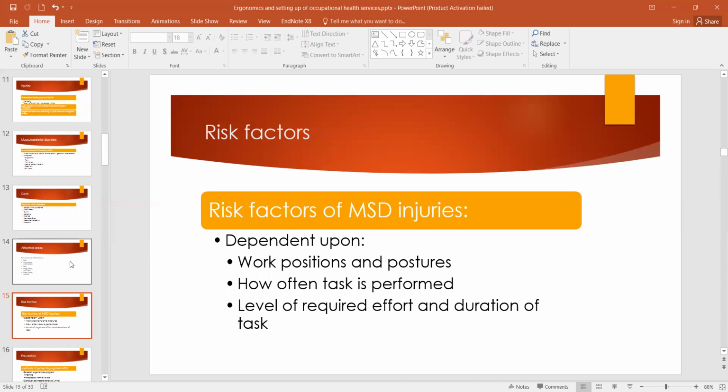There are different risk factors because of which musculoskeletal disorders occur, and it depends upon the work position and posture of a worker, how often the task is performed, the level of required effort, and the duration of the task. These are some risk factors.